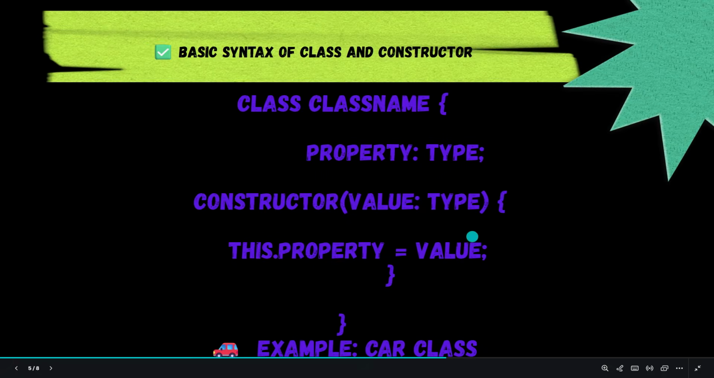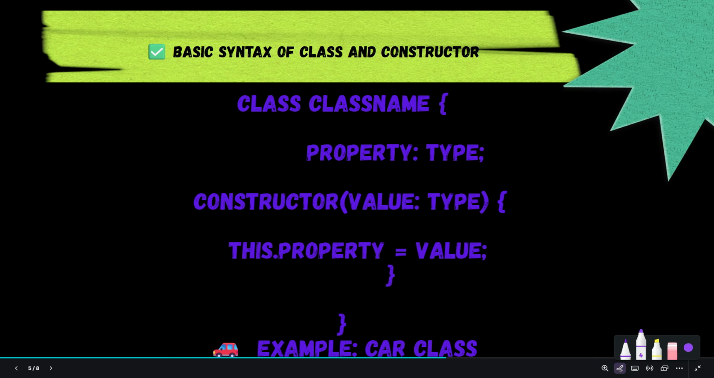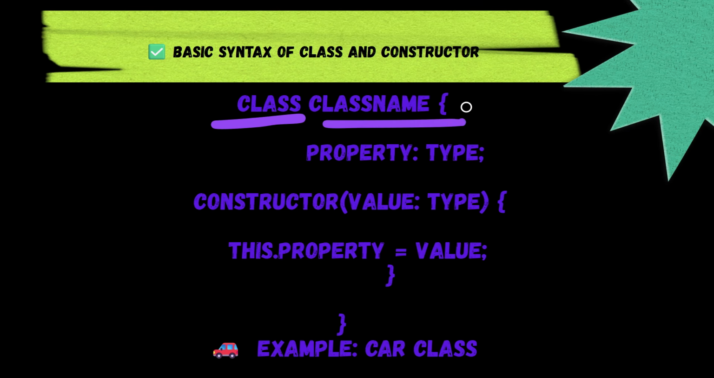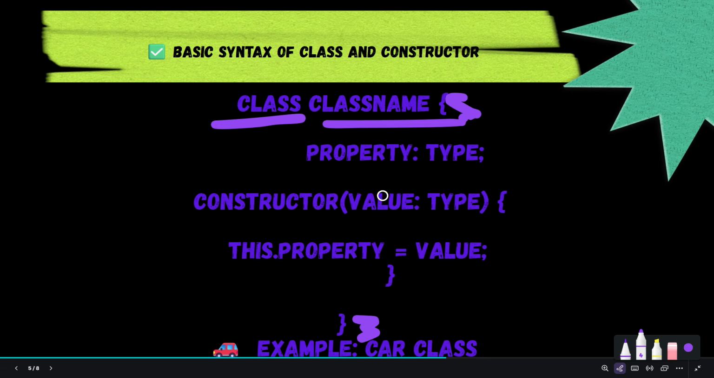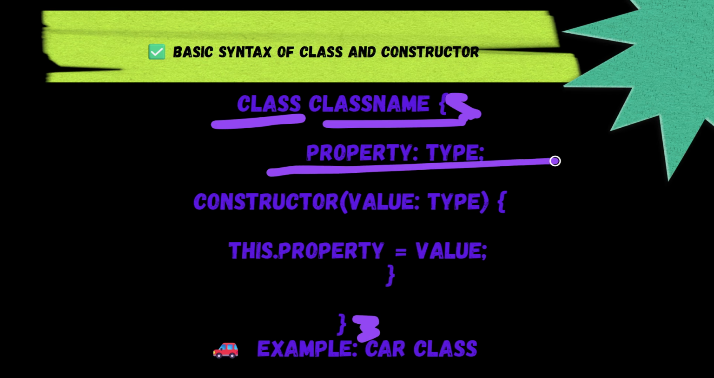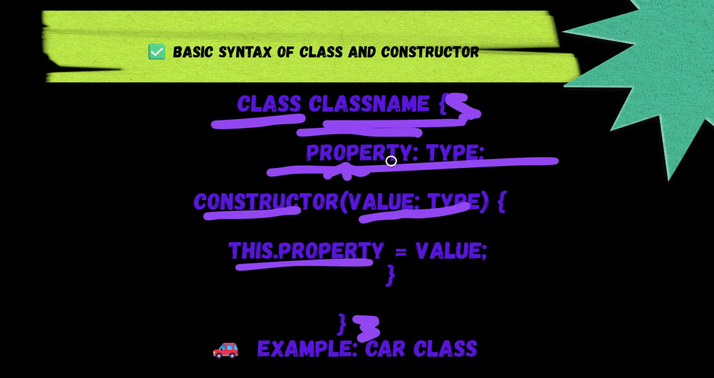Now we have the basic code for it. You use the class keyword, then your class name, and then inside the curly braces you first define the properties and their types, then the constructor with its parameter and type, and then you use this value to set the properties. Inside the constructor you write this dot, then the property, whatever property you have, like name, email, phone.